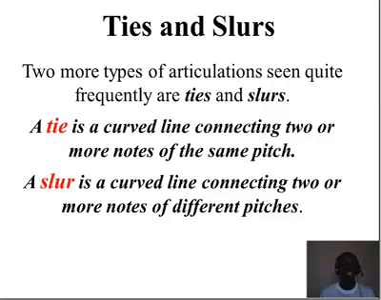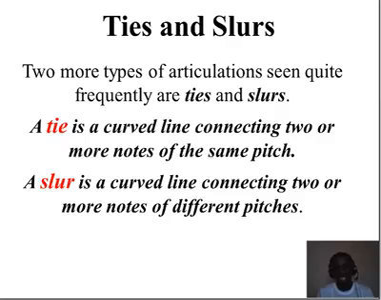I know in the last module you were introduced to what ties and slurs mean, but let's talk more about them. Two more types of articulation seen quite frequently are ties and slurs. A tie is a curved line connecting two or more notes of the same pitch. For example, a tie is just like tying one piece of string to another to give a long piece of string. Tying two notes, that's what it means.